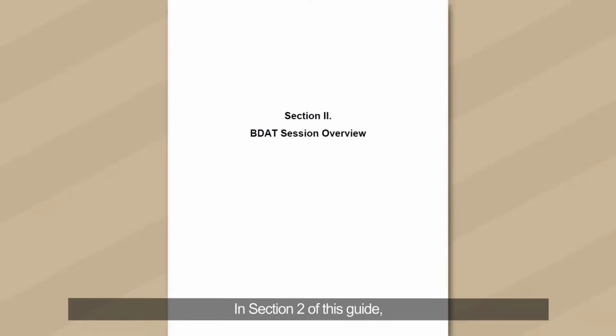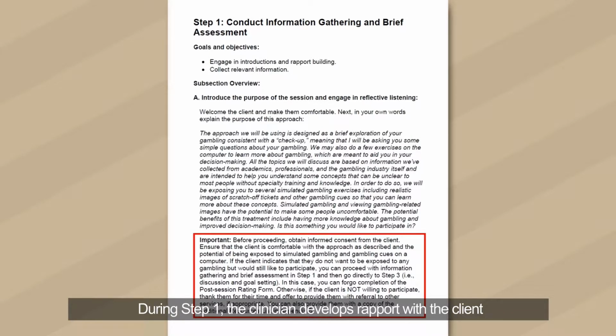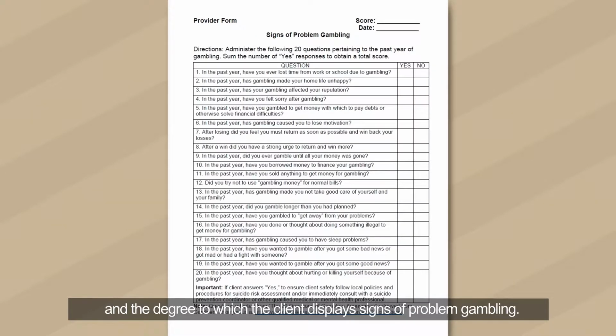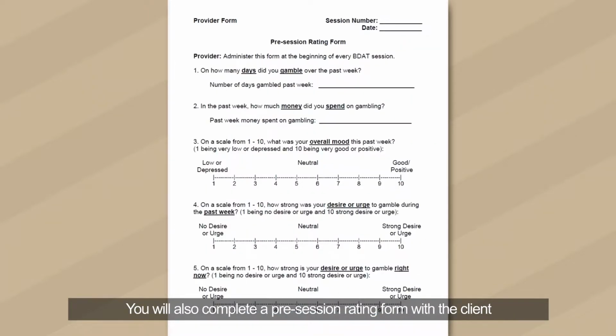In Section 2 of this guide, we provide the BDAT session overview, which is separated into 3 steps. During Step 1, the clinician develops rapport with the client and obtains basic information about the client's gambling. This will include developing an understanding of the client's preferred gambling behaviors, how much they spend on gambling, and the degree to which the client displays signs of problem gambling. You will also complete a pre-session rating form with the client to collect ratings of their belief in the chances of winning, readiness to change, urge to gamble, and other important information.